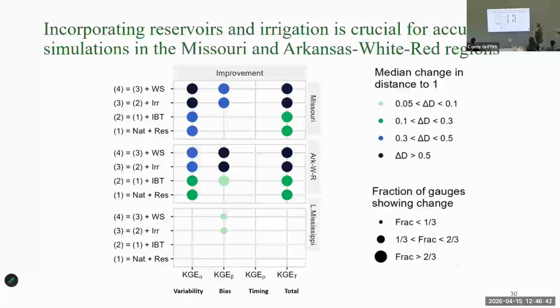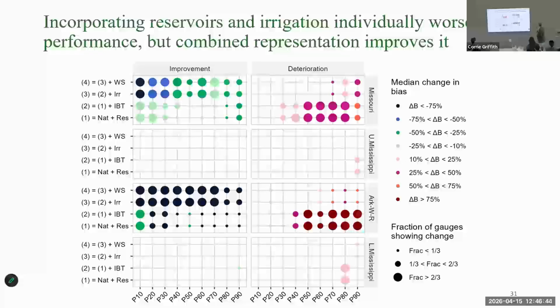Okay, so that's another figure, right? Basically the same definitions, but here we want to show the impact of the modeling results on different levels of flow. So this P10 and P90, they are exceedance probabilities. So P10 represents the floods, high flow, and P90 represents low flow. Okay, so now we still use the Missouri as an example, right?